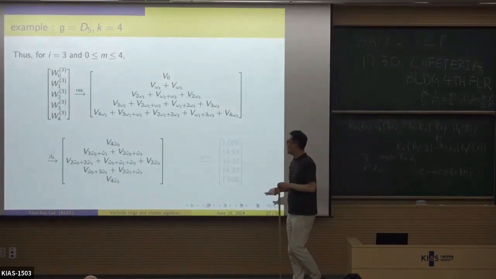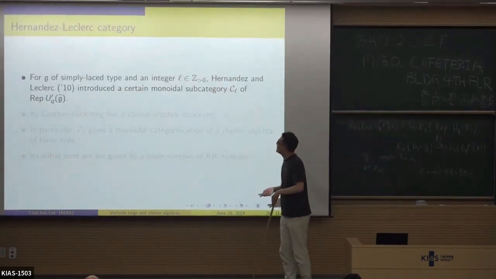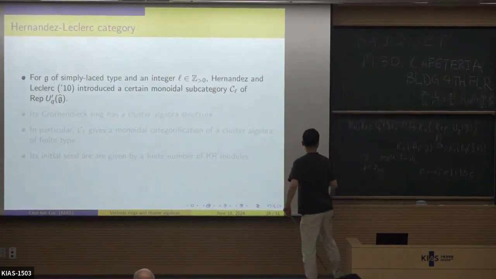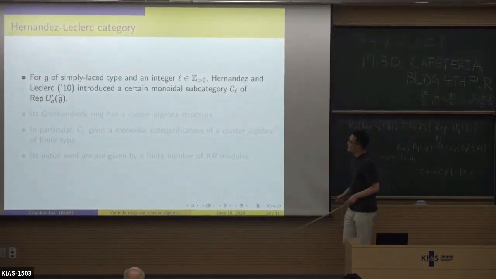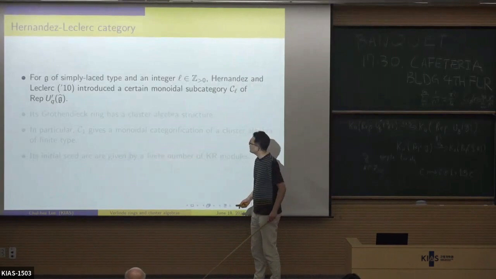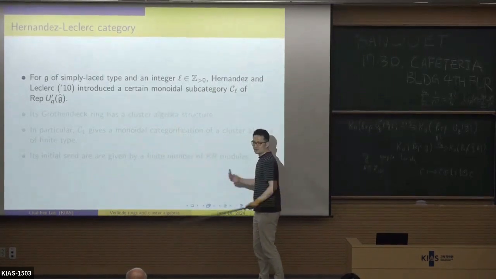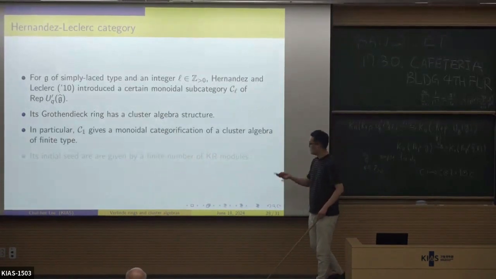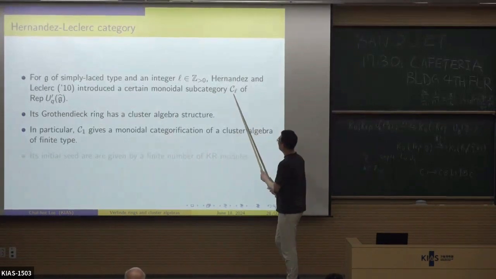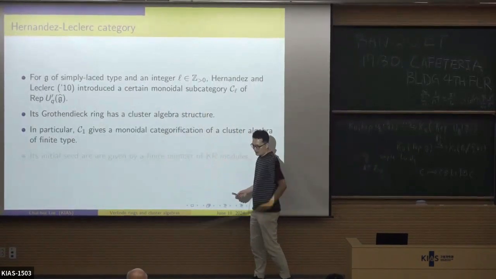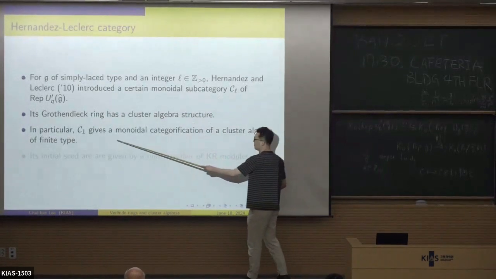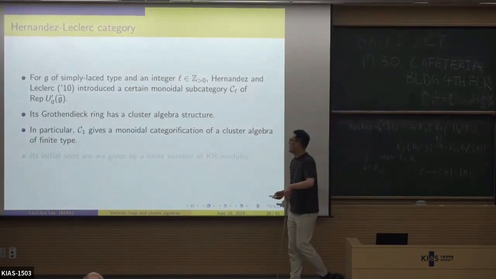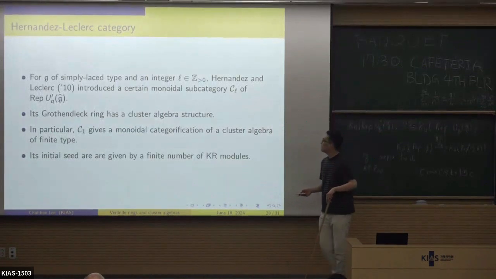And this is where this so-called Hernandez-Leclerc category comes in. Hernandez and Leclerc defined a certain subcategory of U_q(g hat) in 2010. And interestingly, this is closed under the tensor product, and its Grothendieck ring has a cluster algebra structure. And their category is parameterized by an integer. Especially this gives a so-called monoidal categorification of cluster algebra of finite type, and its initial seeds are given by Kirillov-Reshetikhin modules.